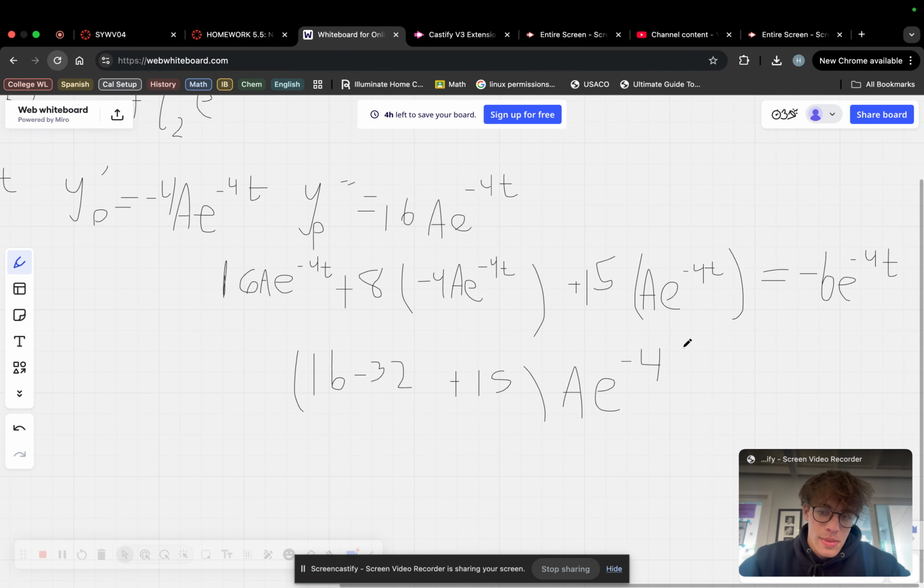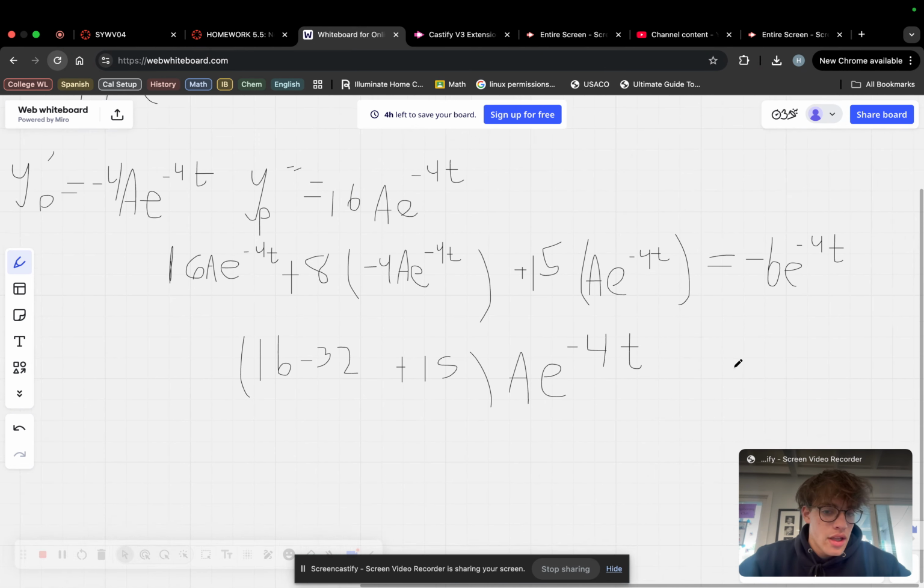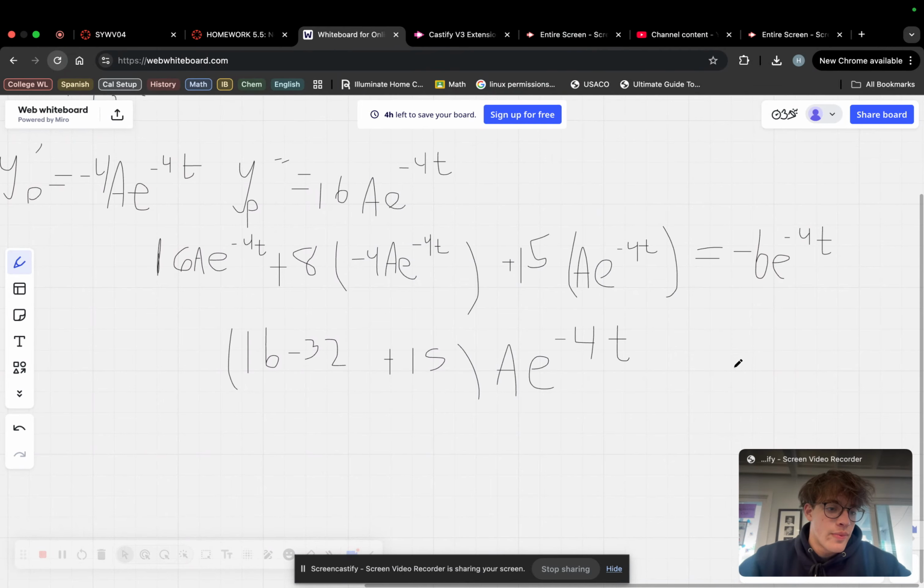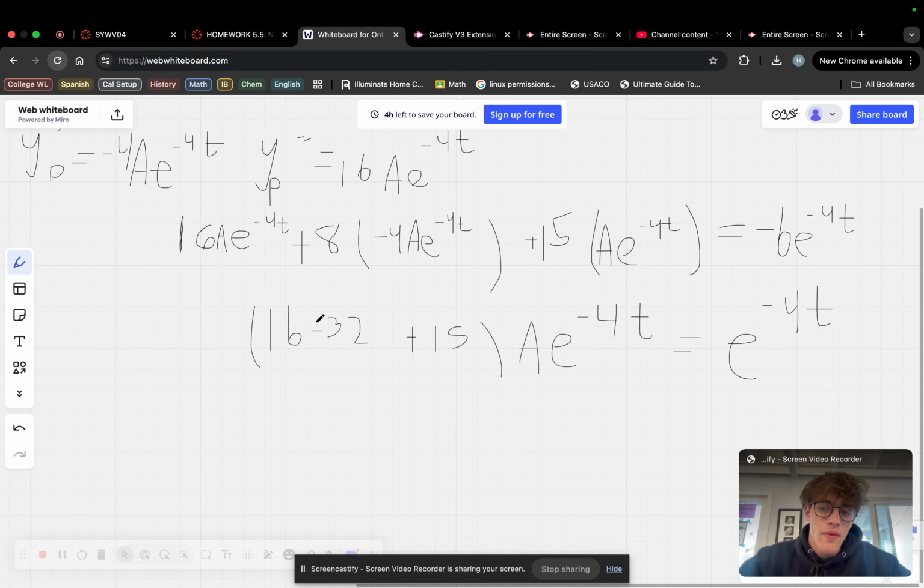Boom. Okay, so a e to the negative 4t now equals, same right-hand side, negative 6. So to solve for a, we can divide both sides by the e to the negative 4t. We'll do that eventually, but solving for a, sorry, I lost the negative 6 there.